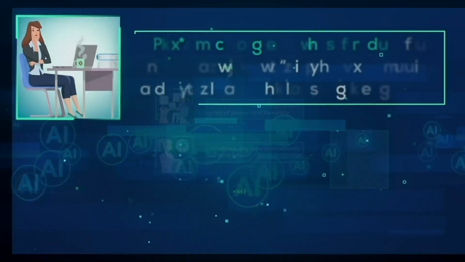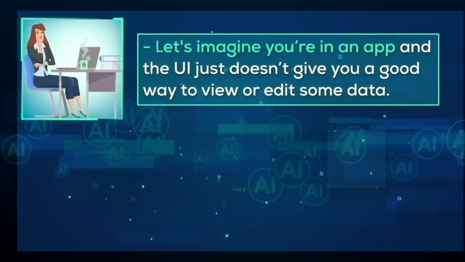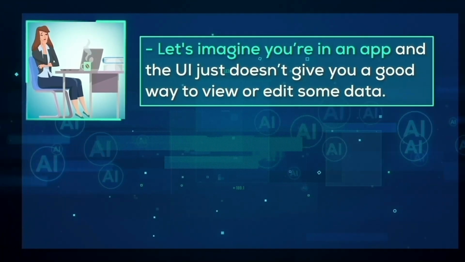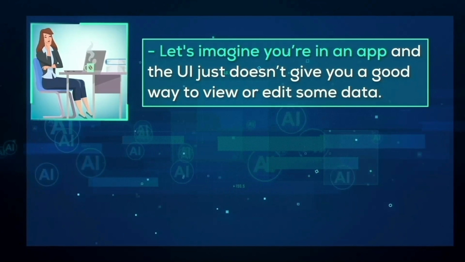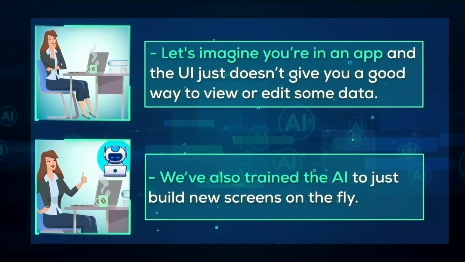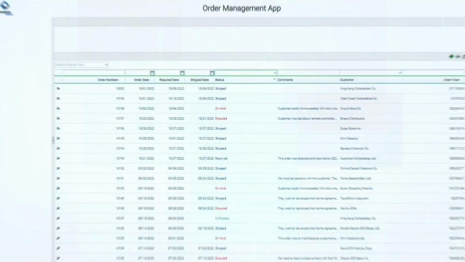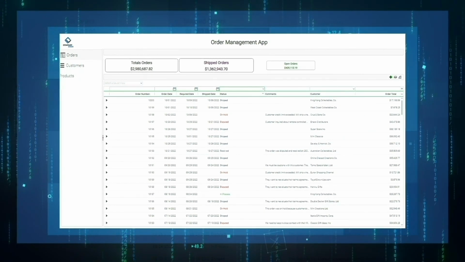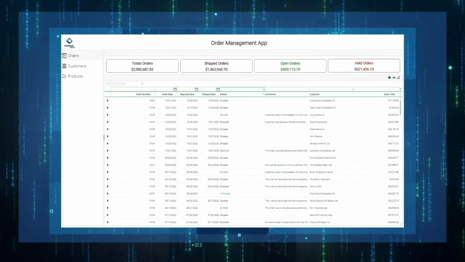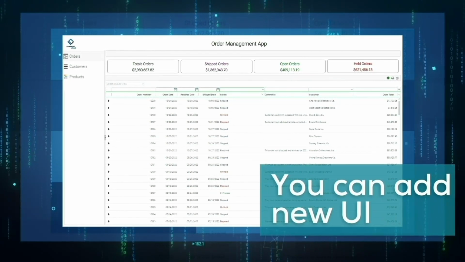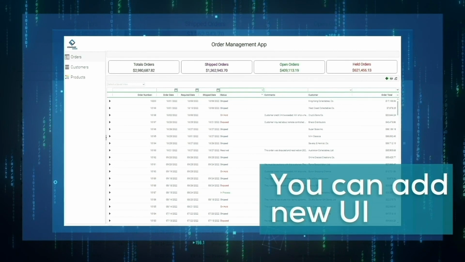Now, let's imagine you're in an app and you need to view or edit some data, and basically the app's UI just doesn't give you a good way to do it. Well, we've also trained the AI to build new screens on the fly. Let's look at our order management app again. We have lots of details about our orders, but what if we need to see a different view of that data that isn't readily available in the app?